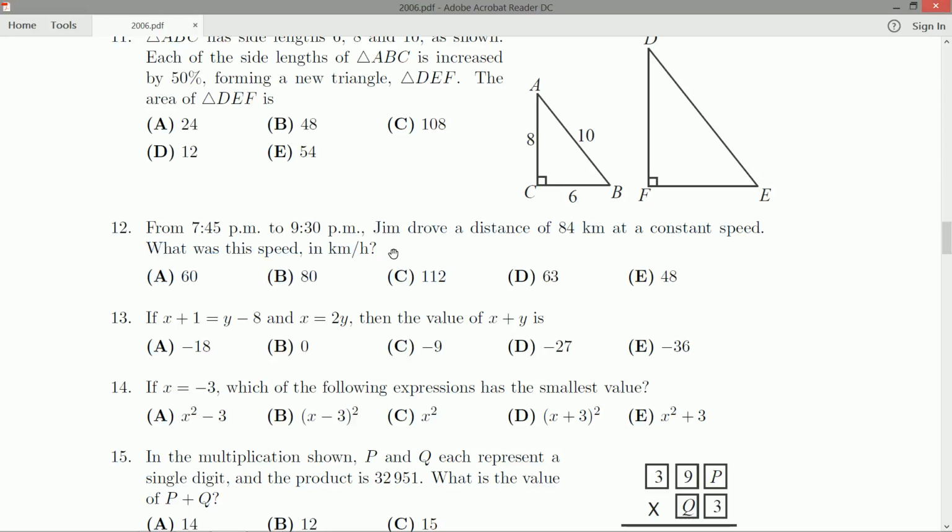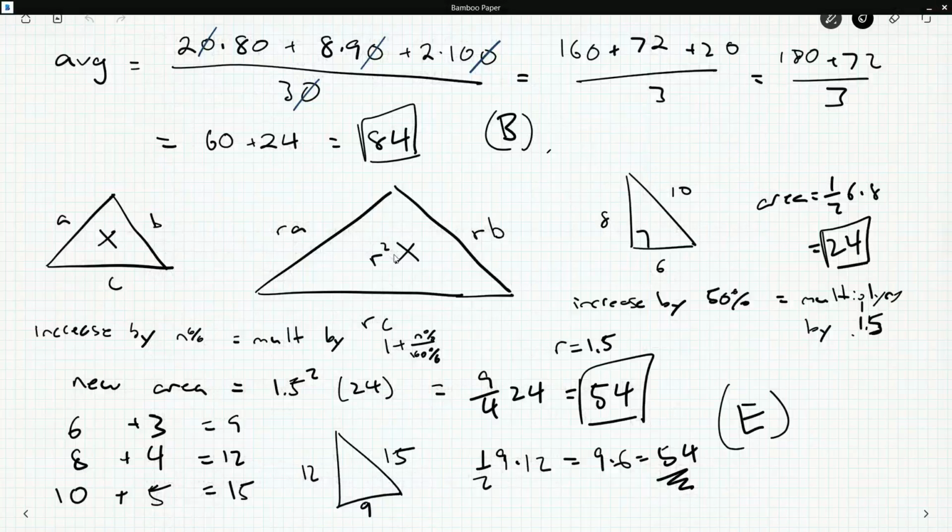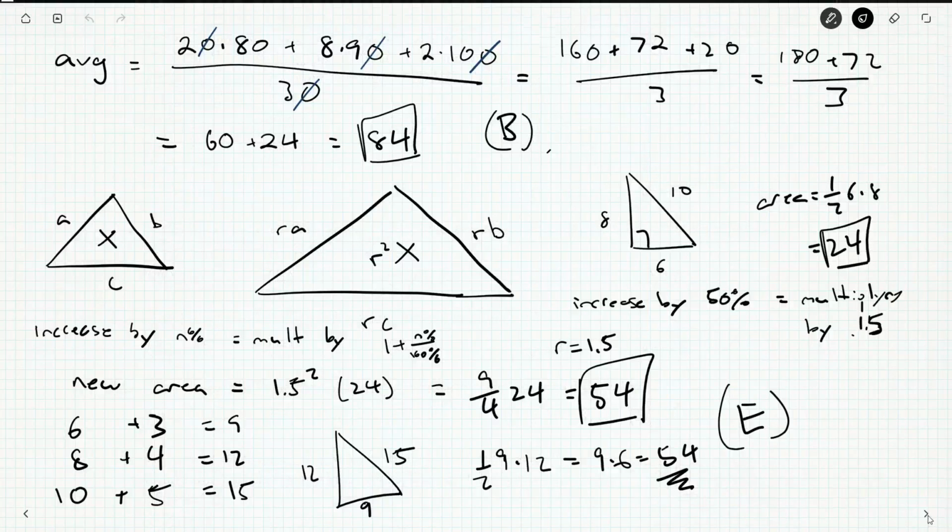Okay, well, how do we calculate speed? We'll need a fresh piece of paper here. Speed is calculated by the distance you went over the time it took you to go that distance. Now, we know the distance, it's 84 kilometers. The question is, how much time did it take Jim to go these 84 kilometers? If we know that, we have a quick calculation of the speed.